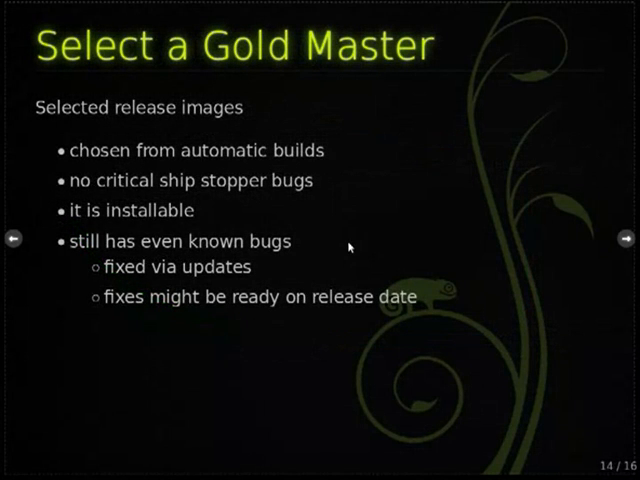Next thing, when we tested and fixed everything, we need to select the gold master. That's one of the automatic builds that is good enough. It doesn't have any really critical stuff that we cannot fix afterwards via updates. It's installable. That's really important, to be able to install it. And well, everything else can be fixed afterward. But we are trying to get it good as well. And yeah, Goldmaster is our next release.